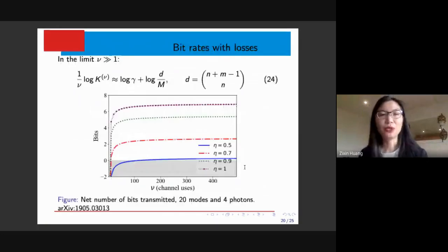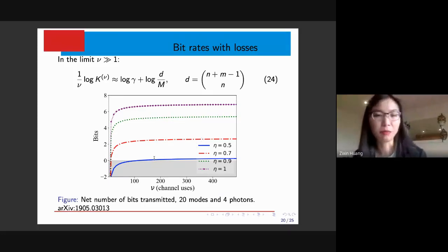Okay, so you might ask, it's all well and good to think about a noiseless channel with infinitely many photons and modes, but does our protocol still work in the limit of having a moderate number of photons and modes? And does it still work in the presence of loss? And the answer is yes. So in this particular figure, we're showing 20 modes and 4 photons, and with some losses. The purple there is for a perfect transmission, and we have the green 90%, red 70%, and the blue 50%. So we can tolerate a moderate amount of loss and still obtain a positive key rate.